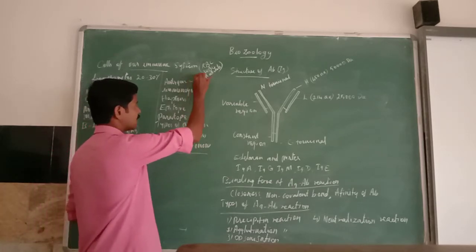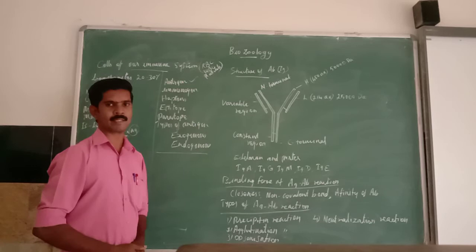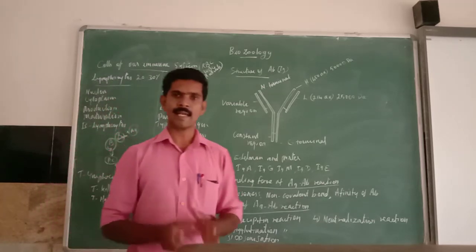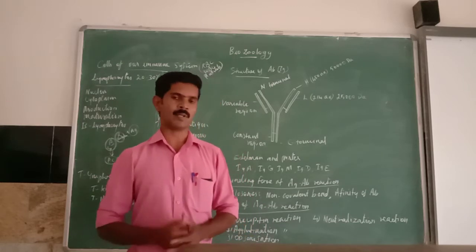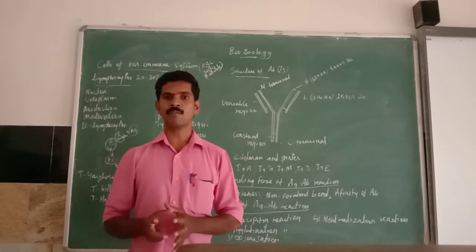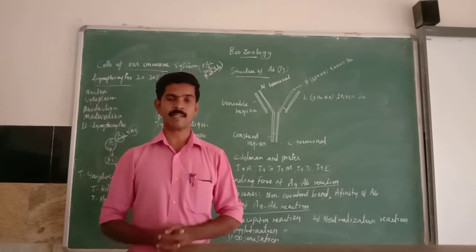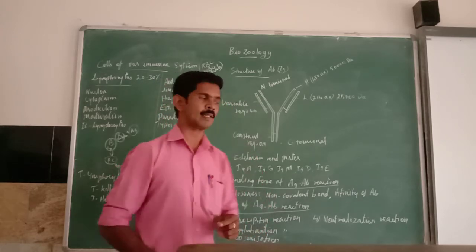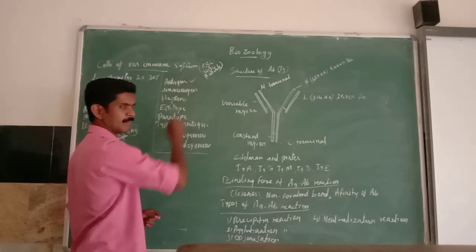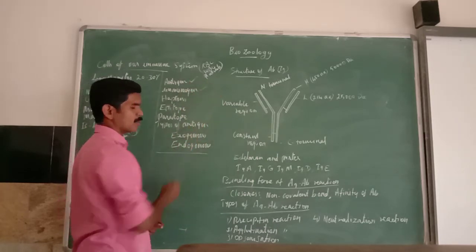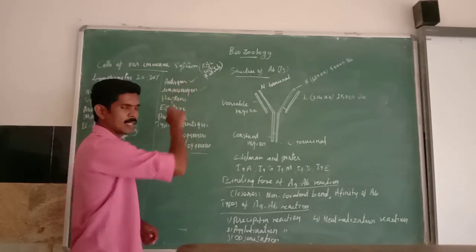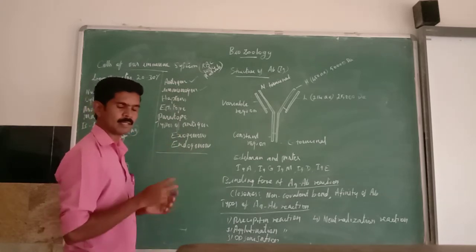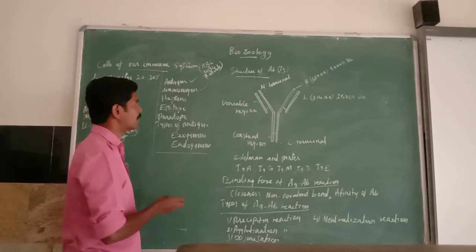The first one is antigen. The antigen means the substance which reacts with the antibody or the product of our immune system. The substance which reacts with the antibody is called antigen. Then the second one is immunogen. Both are antigens only, otherwise called immunogen, but the definition is different.